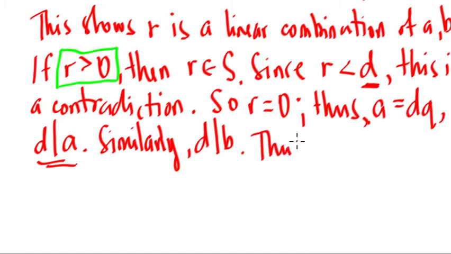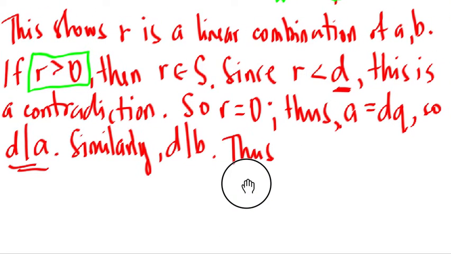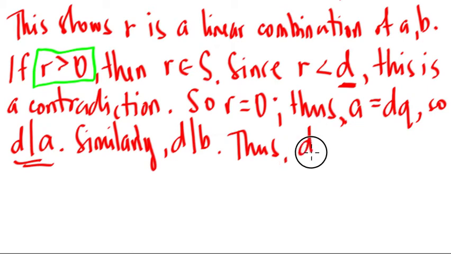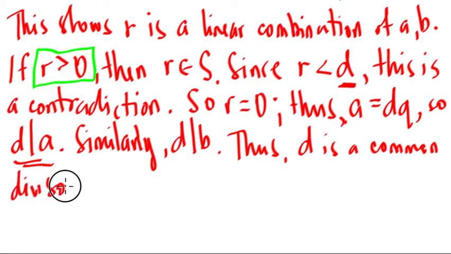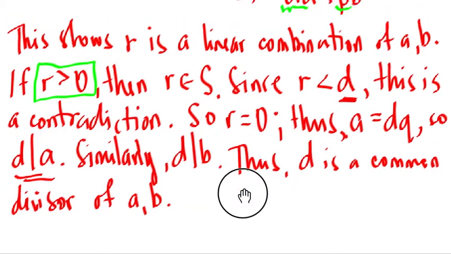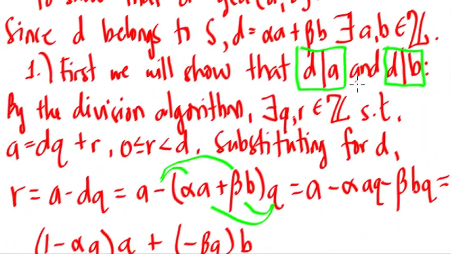So thus, D is a common divisor of A and B. Meaning D is a common divisor of A and B. So we showed that D divides A and D divides B. That's the first one that we want to show. D divides A, we got a check there. And this is also a check.